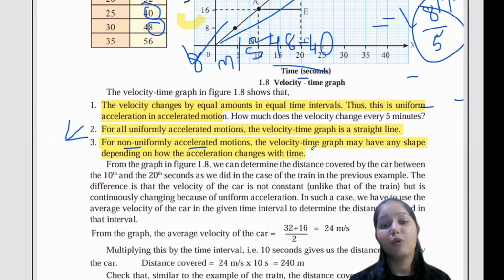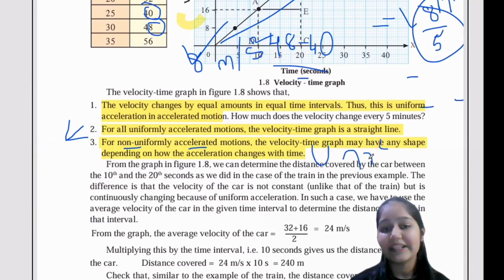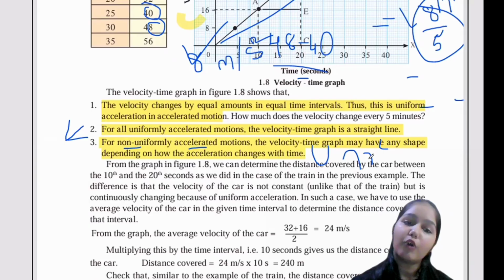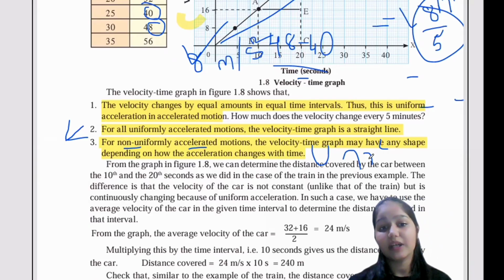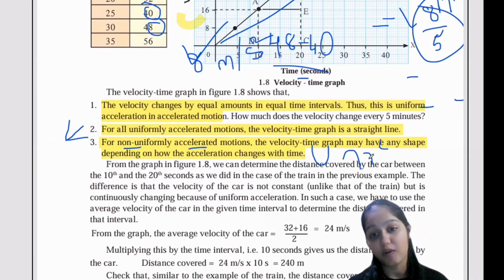So what will happen? It can take any shape, here parabolic, symbolic, whatever, any shape can come. Okay, so however it is, we cannot say a specific shape for it, but it can be in any shape. From the graph 1.8, we determined the distance covered by the car between the 10th and the 20th second, as we did in the case of the train in the previous example. The velocity of the car is not constant, unlike that of the train.